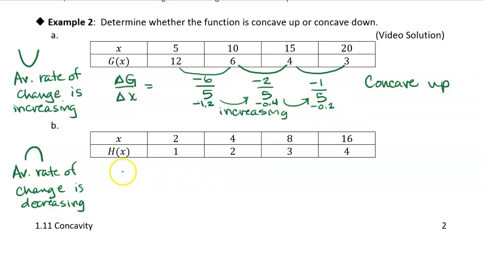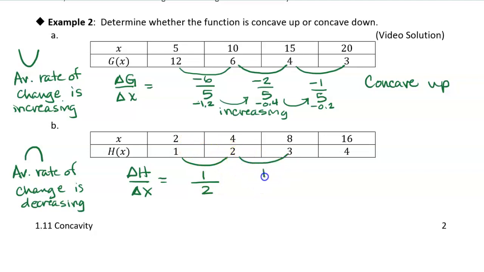All right, so let's do the same thing for this function down here. We're going to look at the average rate of change over each interval, and then try to determine whether it's concave up or concave down. So that's delta h over delta x. Let's look at this first interval. The change in the output went up by 1 for a change in x of 2. So the average rate of change over that first interval is 1/2.